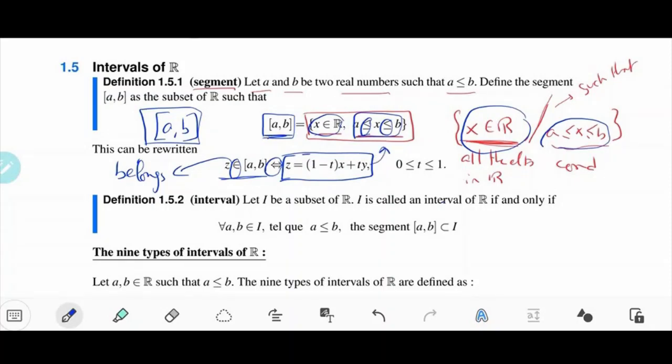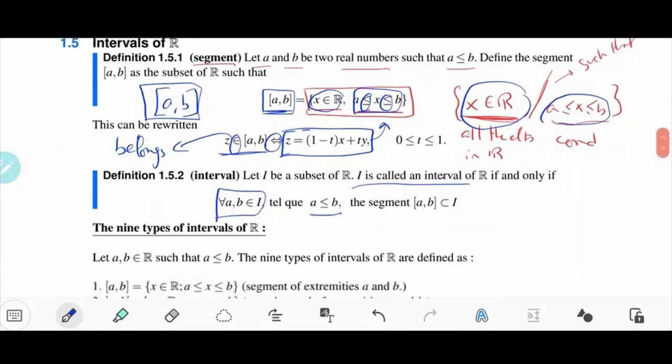Now, I will define again the interval that I talked about. We say that I is an interval if and only if for all A and B belonging to I, such that A is less than B, the segment AB is in I, which is what I said before. The segment AB is in I. It means that any element between A and B is in I. And this is the definition of the interval.